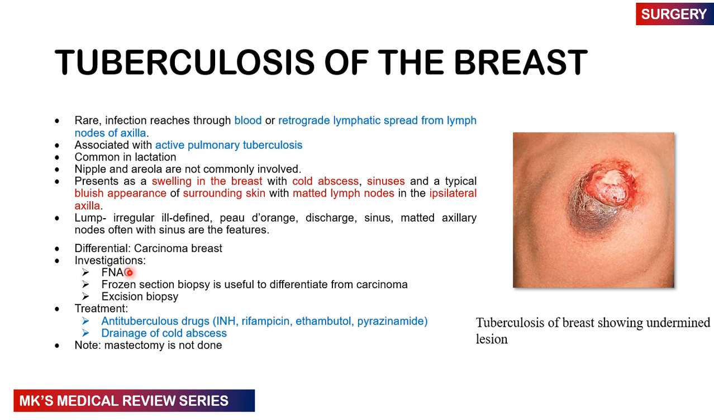Investigations include a fine needle aspiration and cytology, a frozen section biopsy, which is quite useful to actually distinguish this from carcinomas, and excision biopsy. Treatment is going to be circling around antituberculous drugs such as isoniazid, rifampicin, ethambutol, pyrazinamide, and drainage of the cold abscess. Remember that mastectomy is not done.